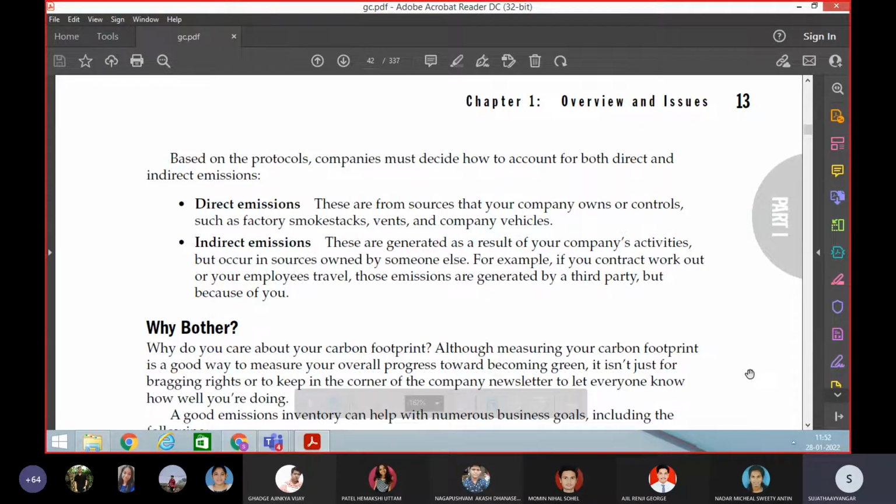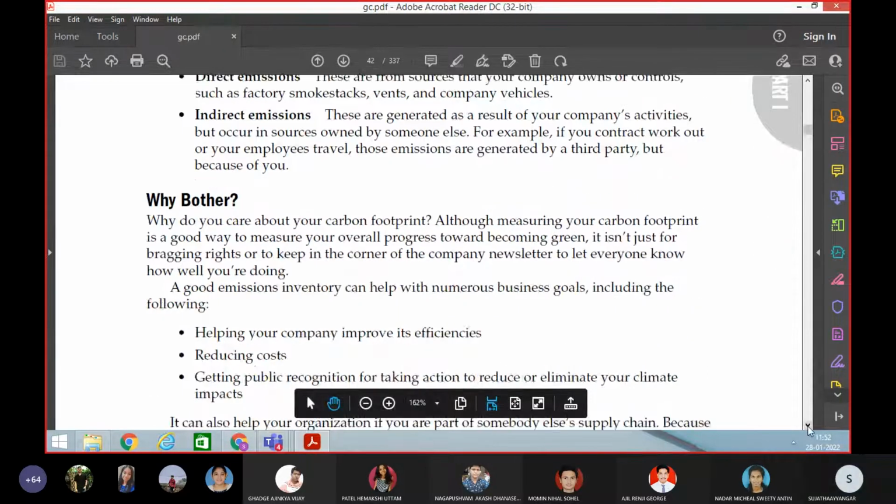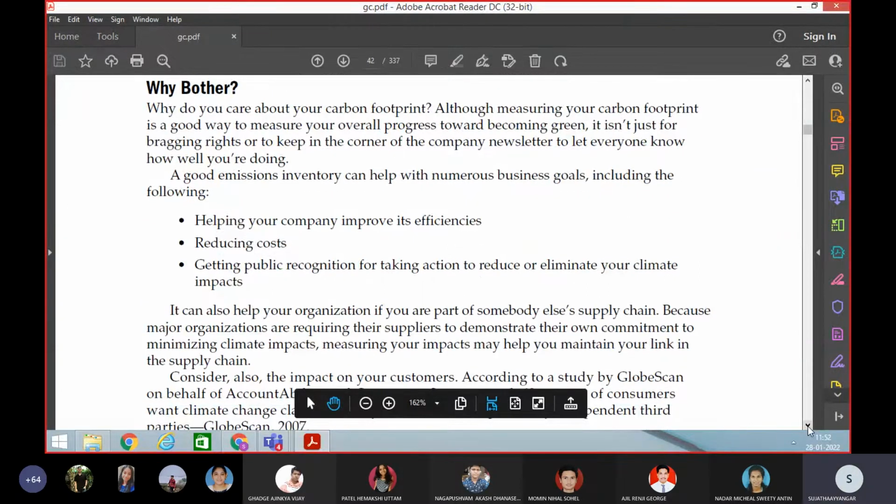So why bother? Why do we need to worry about the carbon footprint? Is it necessary? Yes. Why do you care about your carbon footprint? Although measuring your carbon footprint is a good way to measure your overall progress toward becoming green, it is not just for bragging rights or to keep in the corner of the company newsletter to let everyone know how well you are doing. Okay. So why do we need the progress report?